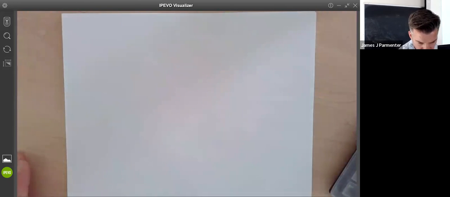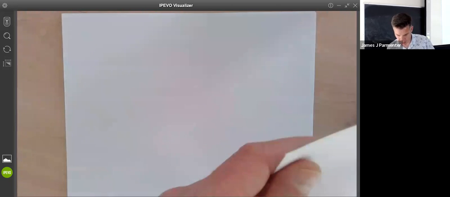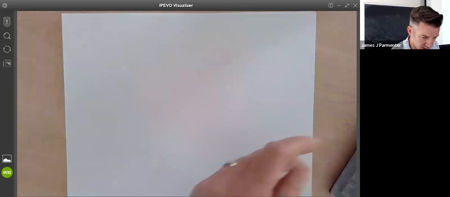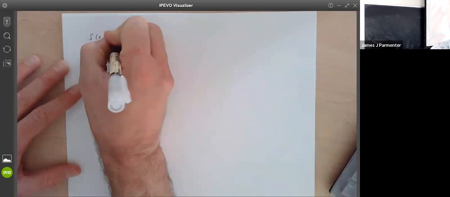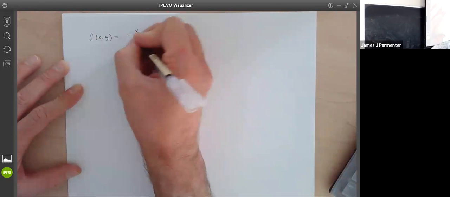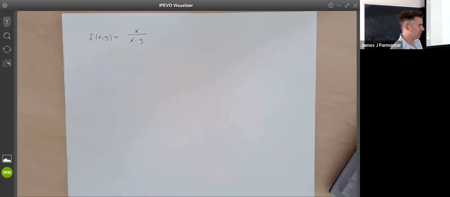Now let's look at one or two more examples. Let's say we had this function here, x over x minus y. And we wanted to find all the partial derivatives. And when I say all, there's a specific list of 5. I mean the first derivative with respect to x, the first derivative with respect to y, the second with respect to x, the second with respect to y, and then the mixed partial. Those are usually all the first and second derivatives.